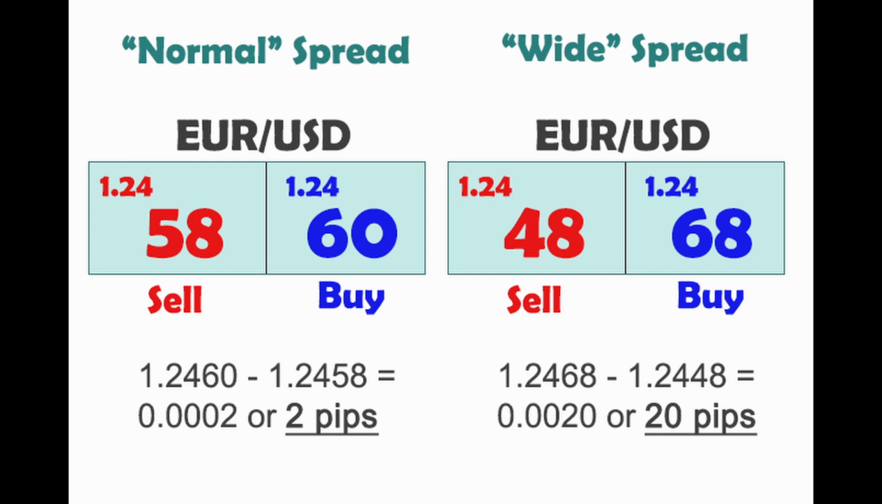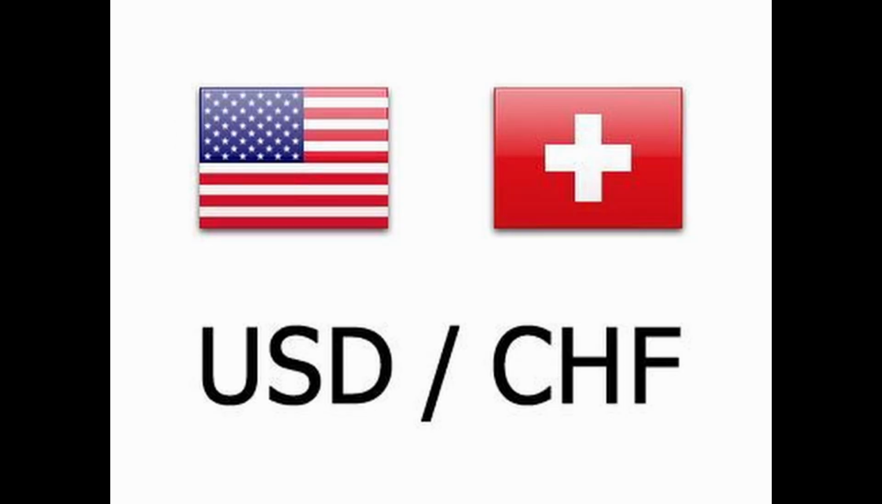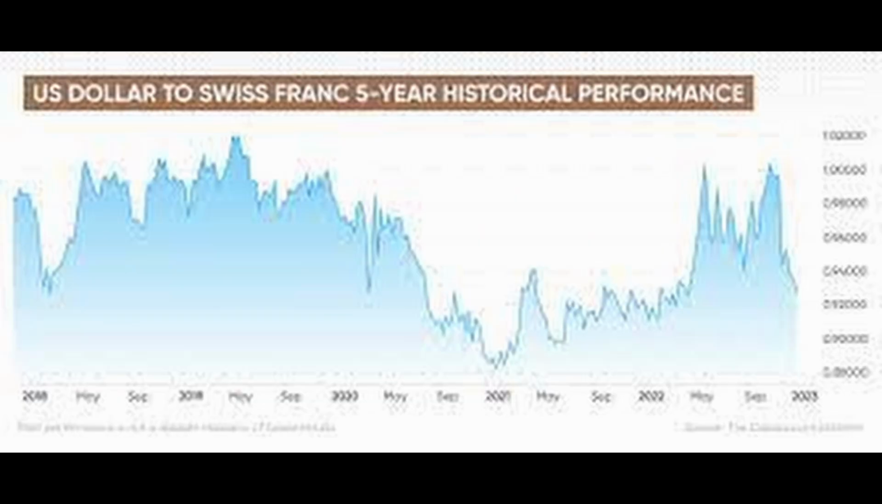An exchange rate is simply the ratio of one currency valued against another currency. For example, the US dollar to Swiss franc exchange rate indicates how many US dollars can purchase 1 Swiss franc, or how many Swiss francs you need to buy 1 US dollar.